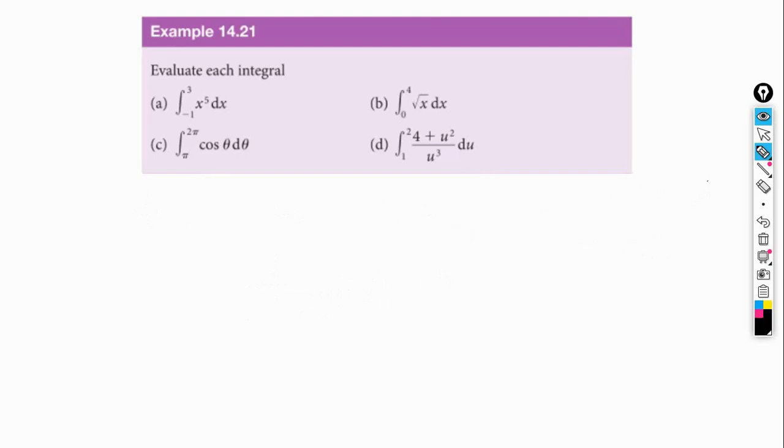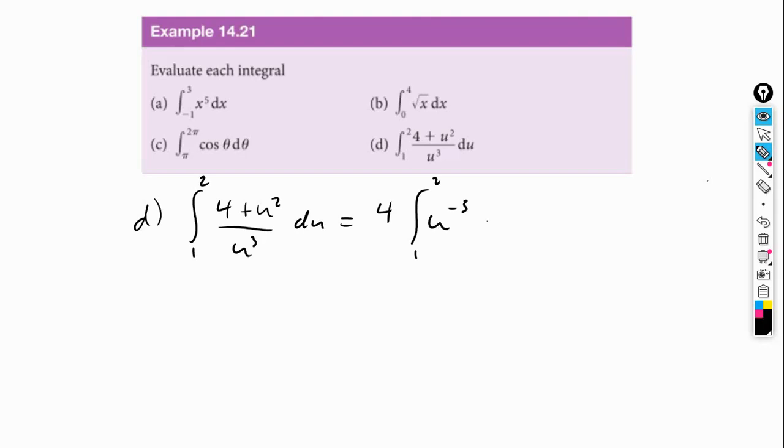So now we're going to do D, which is the integral from 1 to 2 of 4 plus u squared over u cubed du. So the first thing you can notice is that we can split this into two separate integrals, right? So notice that the first one would be 4 times the integral from 1 to 2 of u to the minus 3 du plus the integral from 1 to 2 of 1 over u du.